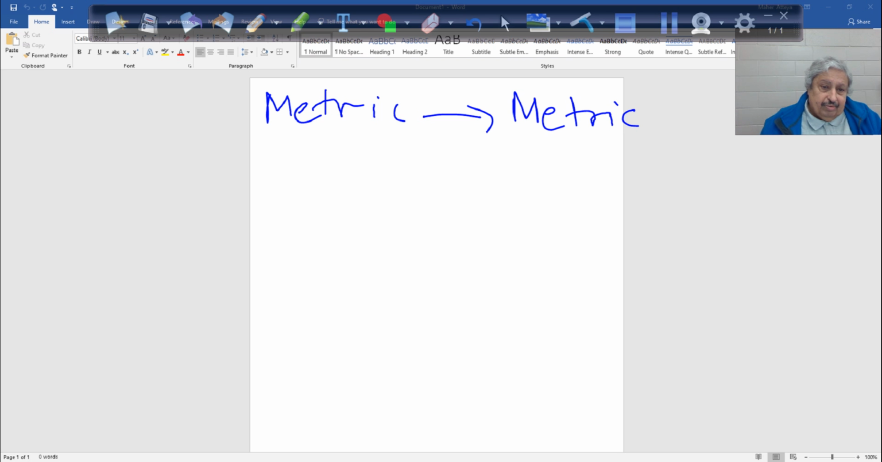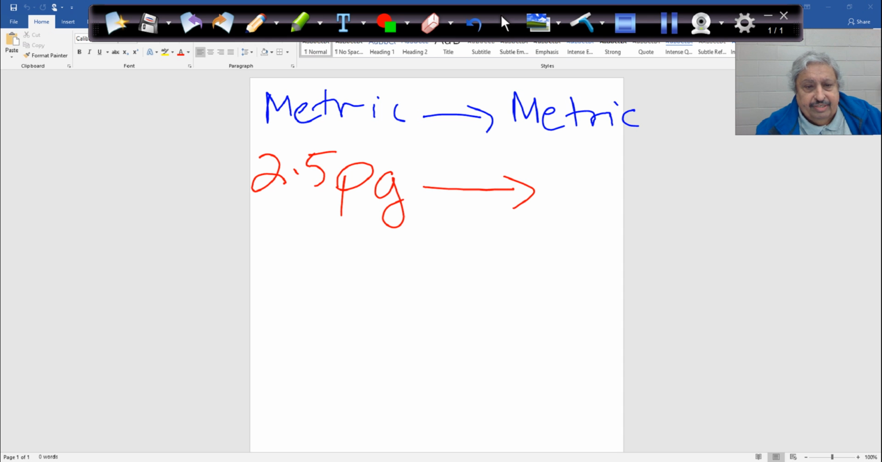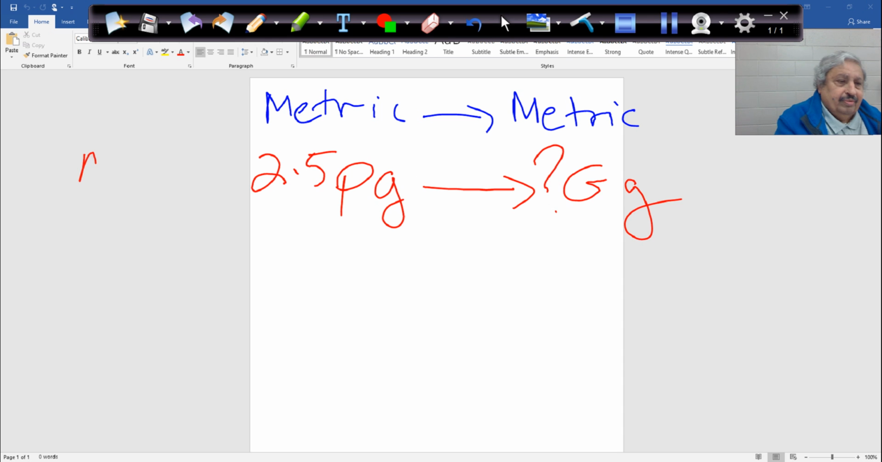Suppose I'm doing 2.5 picograms. We'll convert this into, say, gigagrams. This is a mass conversion, and we want to see how much is 2.5 pico, small p, gram in capital G. So the main thing is you have to have this chart in front of you.